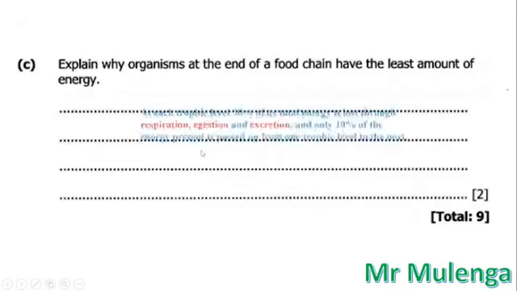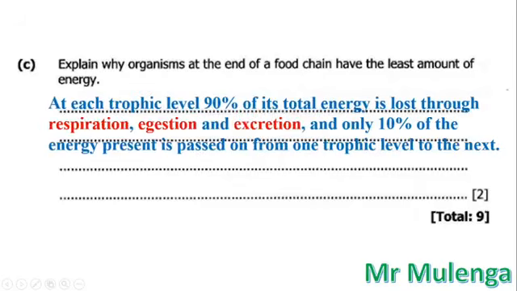So we can now write our answer. We have said at each trophic level, 90% of its total energy is lost through respiration, egestion, and excretion, and only 10% of the energy present is going to be passed on from one trophic level to the next level. So we have answered our question C. Okay, this is how you can answer it, and this is how you are going to score the 2 marks.